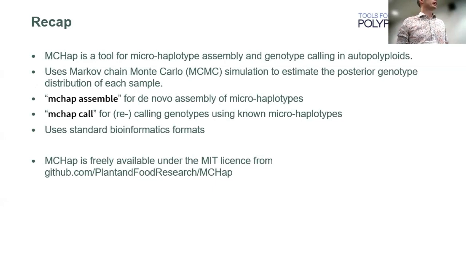The process itself uses Markov chain Monte Carlo, which is where the MC comes from. I will give a very brief outline of that shortly. The important thing of that is that we're estimating posterior distributions for each possible genotype. So we actually get quite a lot of information about the robustness of the genotype calls that we're reporting. The tool itself is really a collection of tools. The two primary tools are MCHAP Assemble and MCHAP Call. MCHAP Assemble is for de novo assembly from sequencing data. MCHAP Call is for calling genotypes from known microhaplotypes. And this is a tool that might be useful if you're in a situation where you have a database of known haplotypes and you just want to call genotypes from them. And the tool is really focused on using standard bioinformatic formats where possible, particularly VCF. It's freely available under the MIT license, and the source code is on GitHub.